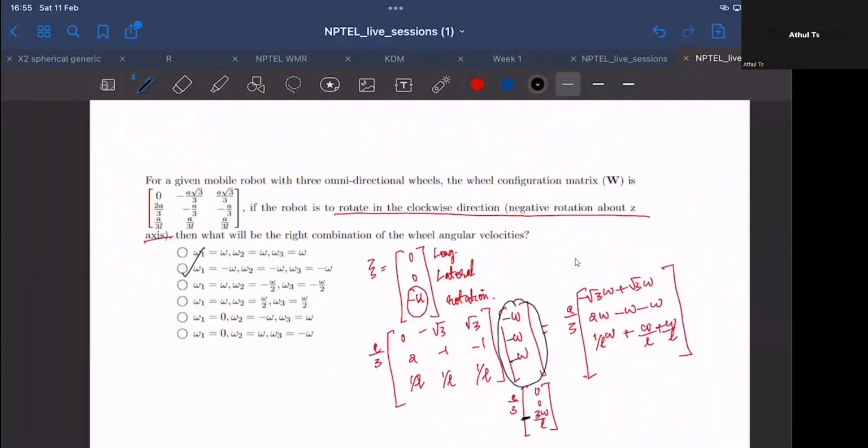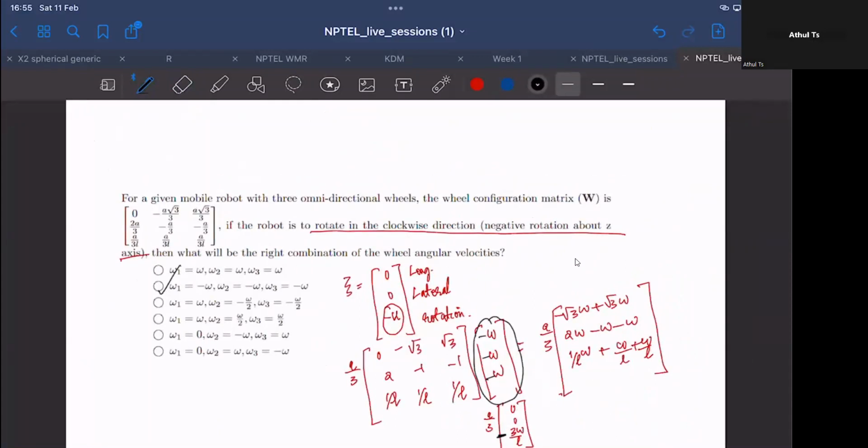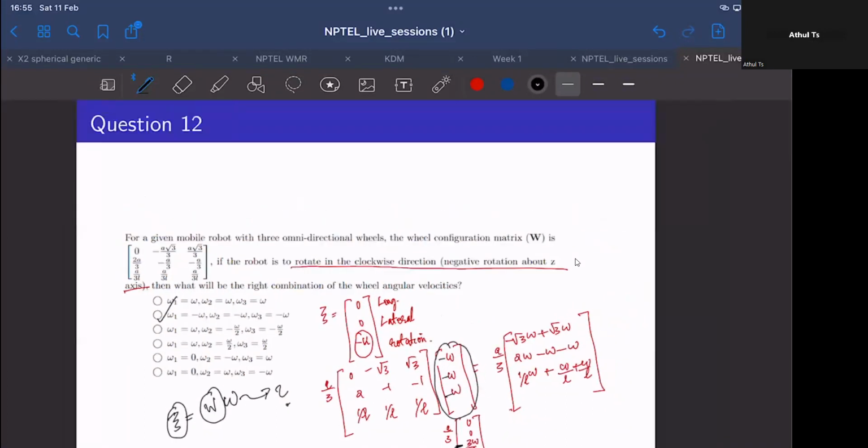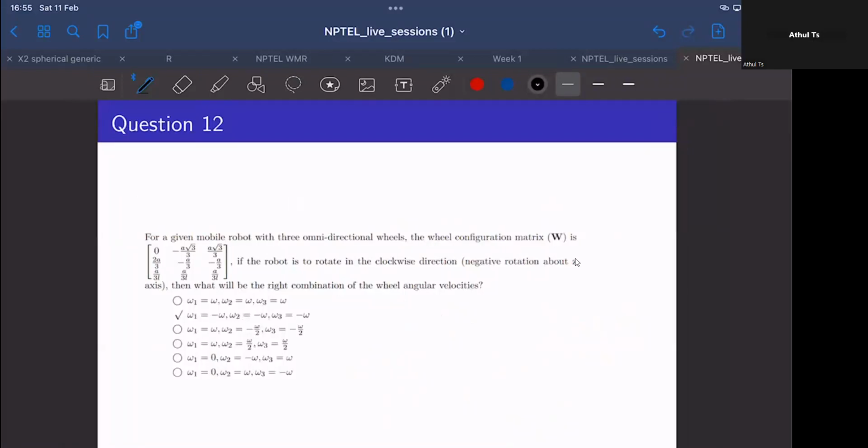I hope this is clear. I think we have cleared enough problems in this pattern. So the basic expression is zeta equals W times omega. You would be given zeta, and you would also be given W. You would only need to find the right combination of omega. We have already practiced multiple cases, and you are supposed to find out what the value of omega would be. You can try out each of these options so that you end up with the right requirement. Yes, option 2 is the correct answer indeed.